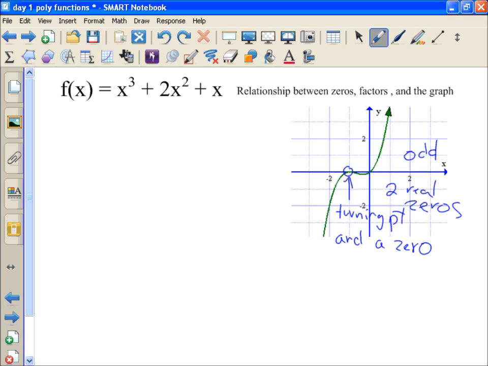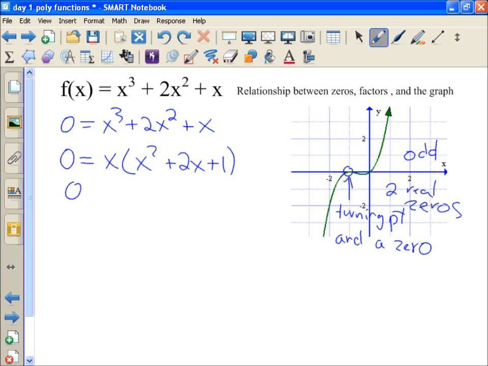And if we factor this, we will see this. This is easy enough to factor. All right, so we set it equal to 0 to find the zeros. And then we're going to solve it by factoring. Well, it's easy enough to factor out an x. And then the second part is easy enough to factor as x plus 1 times x plus 1. And so our zeros are 0, negative 1, and negative 1.